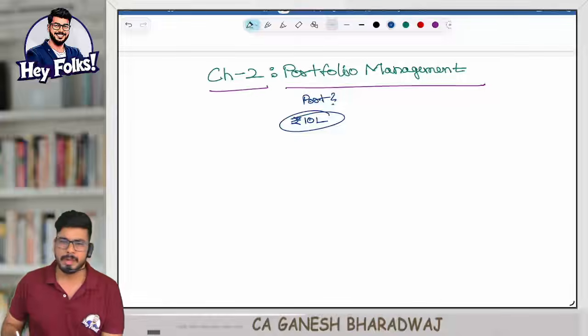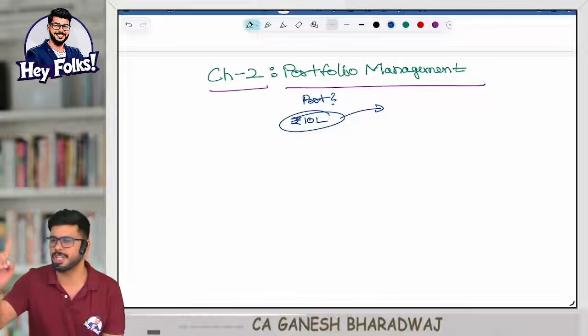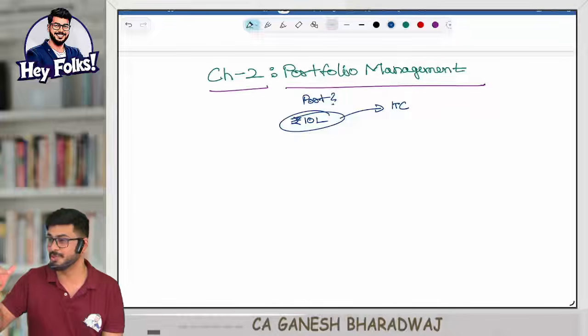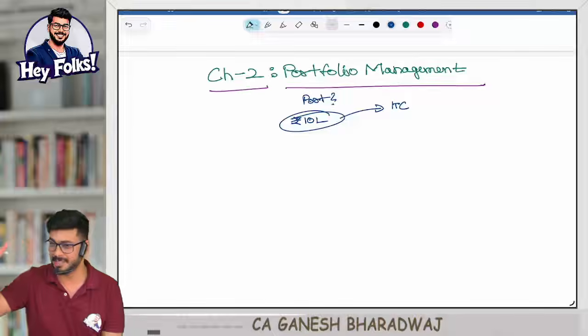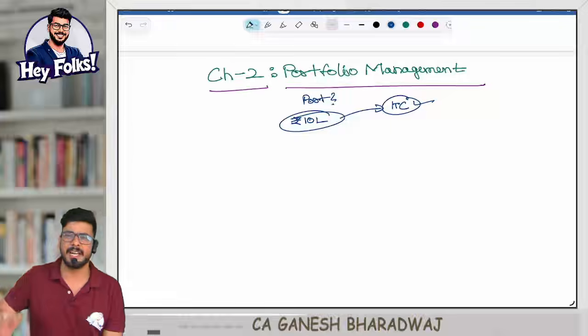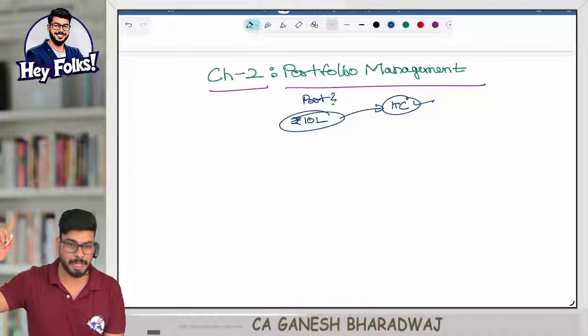Now I'm giving you two options. Option number one: will you invest this entire 10 lakh in one share, let us say ITC? Yesterday in the practical session I showed you the demo in my Zerodha account, where we placed orders and all. Now the entire 10 lakh rupees worth, I buy ITC share. This is option number one.